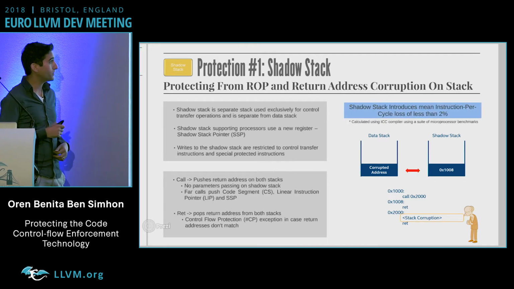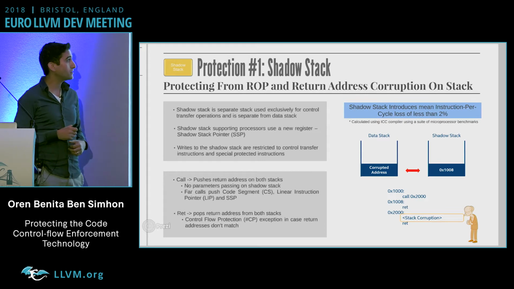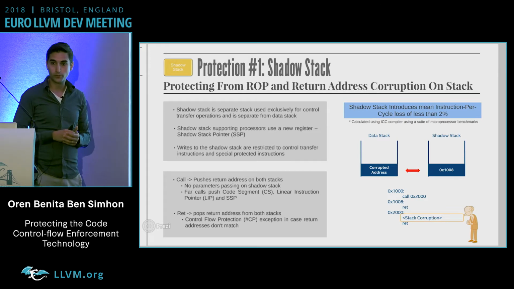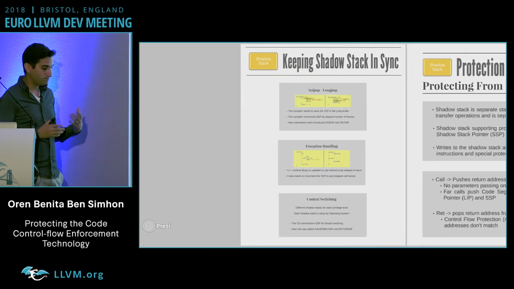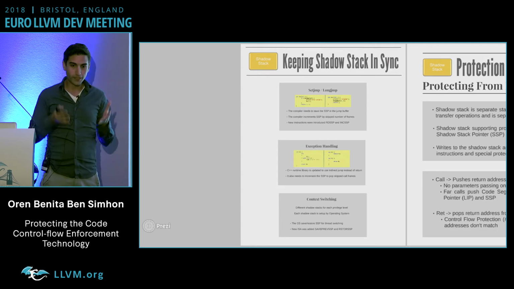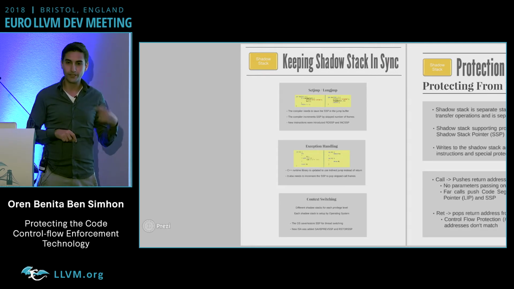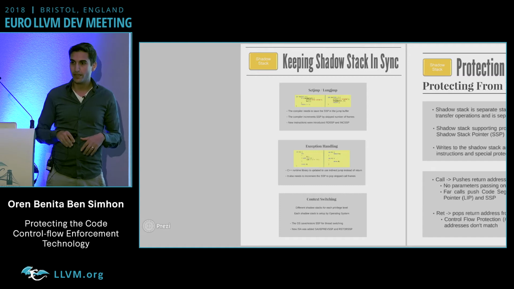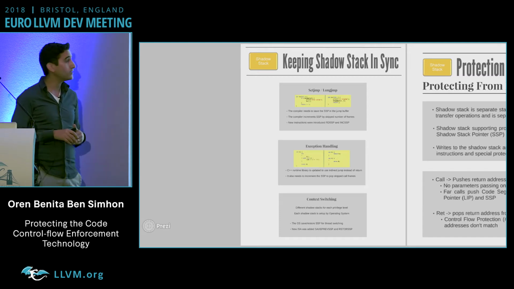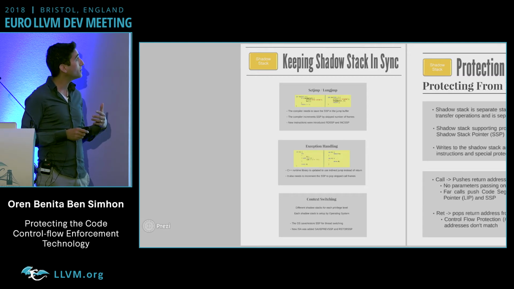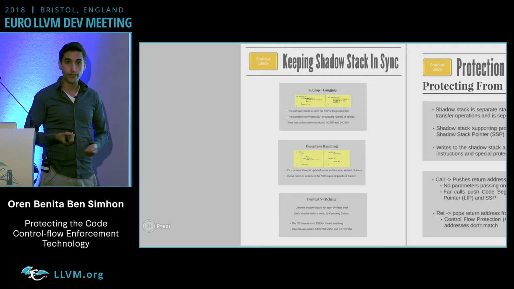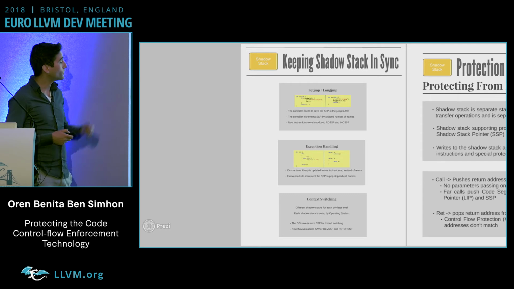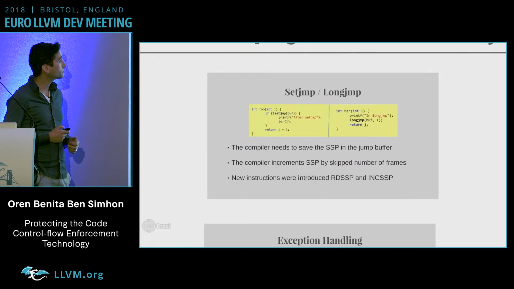Shadowstack introduces a mean IPC loss of less than 2%. It means that it has a very low overhead. There are some cases where we actually want to manipulate the stack and change the return address. In these special cases, we have special instructions that were introduced by Shadowstack in order to handle them. I'm going to name a few.